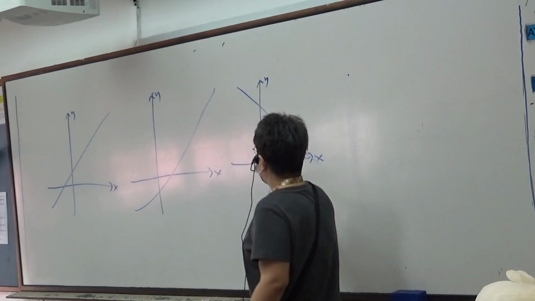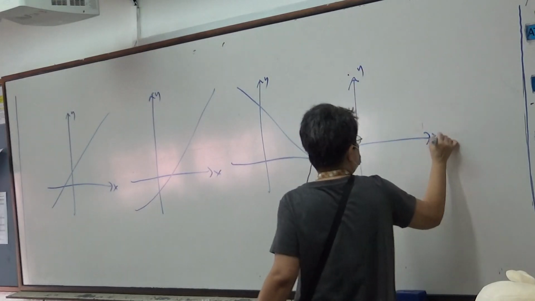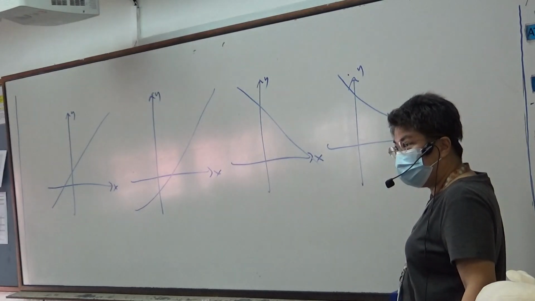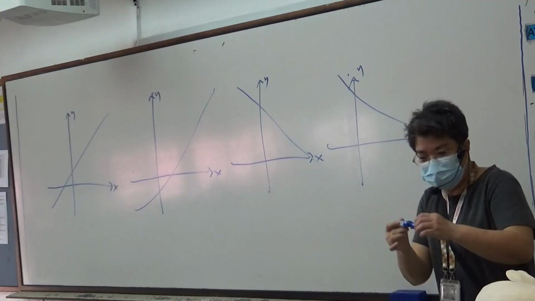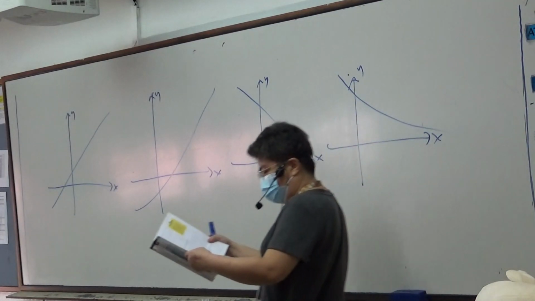That means as x increases, y decreases. Or it can also be like this. Can you see it? That means as x increases, y decreases. Okay, now what has this got to do with the derivative? Can you turn to page 28, all of you?